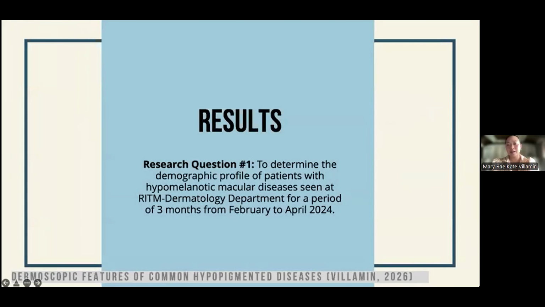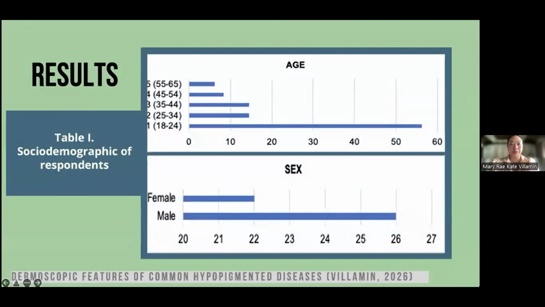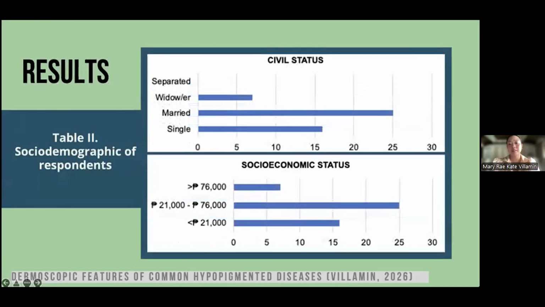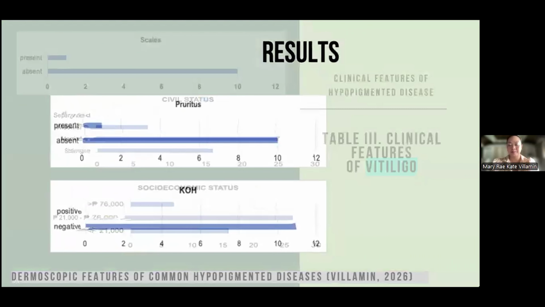So to answer research questions, in a sample of 48 participants, the demographic profile revealed a slightly predominant male representation comprising 54.17%, while female constituted 45.83%. The patients were between 18 and 65 years of age, with a mean age of 28.31 years. In terms of civil status, most were married, followed by single and widowed at 14.58%. Most participants belong to the middle income group, followed by the low income group at 33.33%.